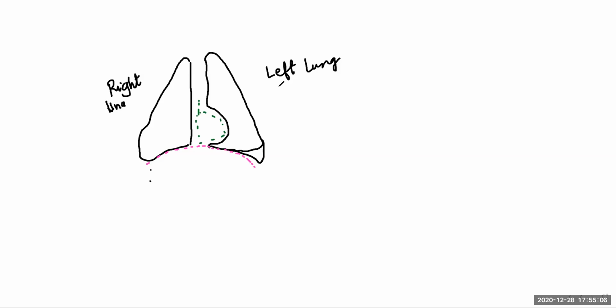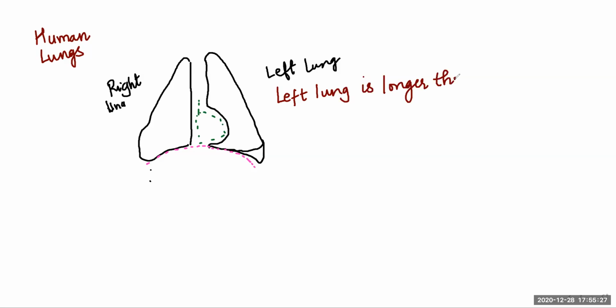So, important: the left lung, and we are talking about human lungs. The parts and the dimensions will vary from lung to lung. So in adult lungs, yes, the left lung is longer than the right lung. The left lung is longer than the right lung in humans.